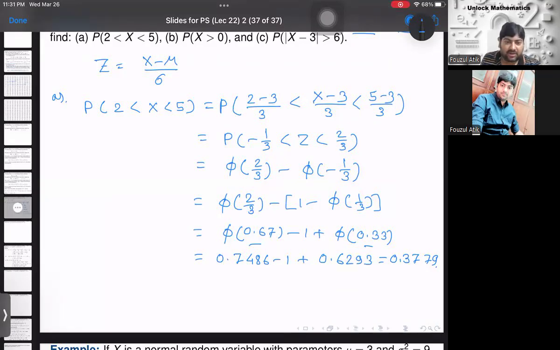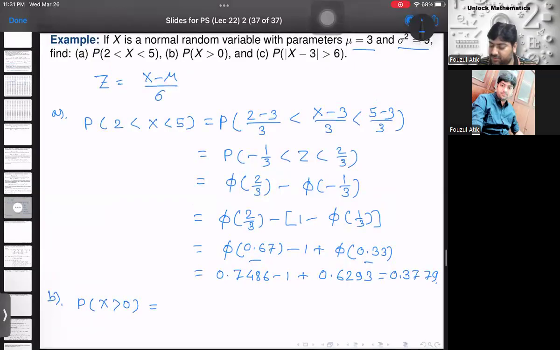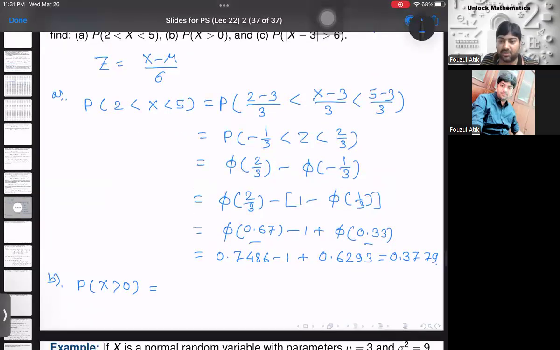Done. Now the next part is part B. This asks what is the probability of x greater than 0. Again, we will use the same method. We will convert this x into the standard normal variable by doing the transformation z equal to x minus mu by sigma, where mu is 3 and sigma is 3. So what will happen then? Again, p of x minus 3 by 3 is greater than 0 minus 3 by 3.